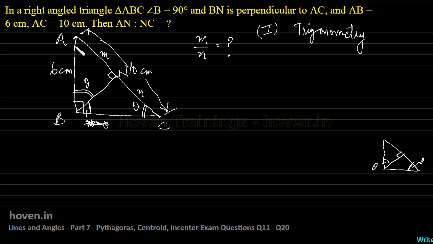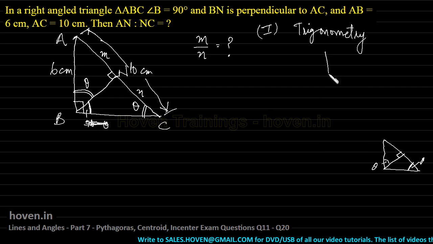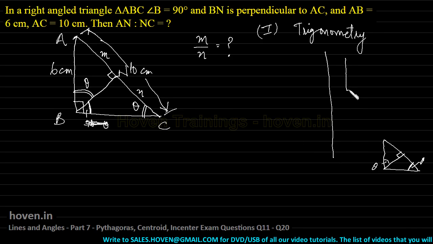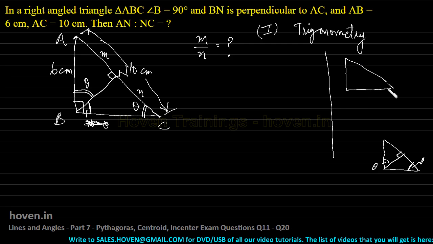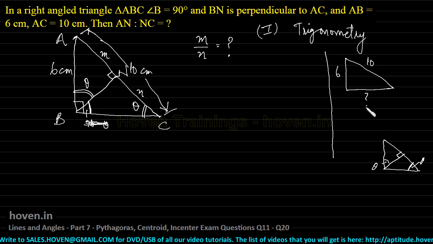Another thing is that this outer triangle is a right angle triangle. One of its side is 6, the other is 10. Let us, for our future need, calculate the side BC also, because it is calculatable. We can do it on the rough side. Draw a small triangle. This is 6, this is 10, and we have to find out this.